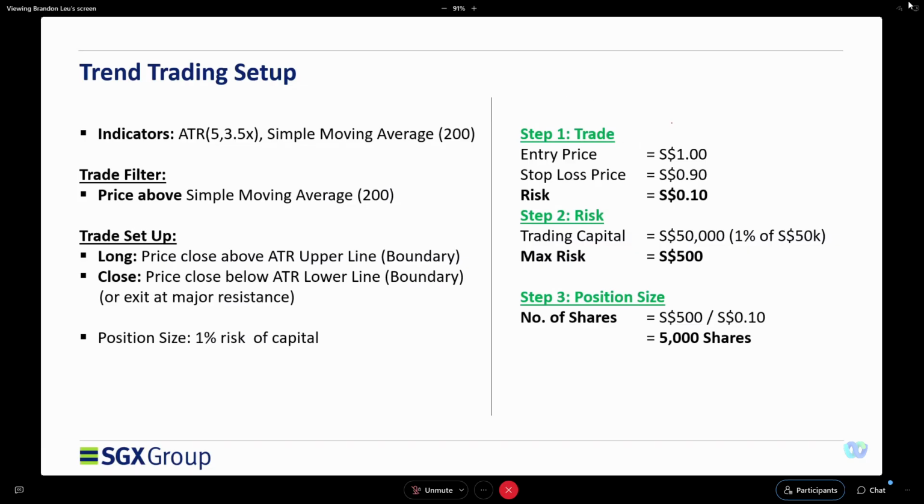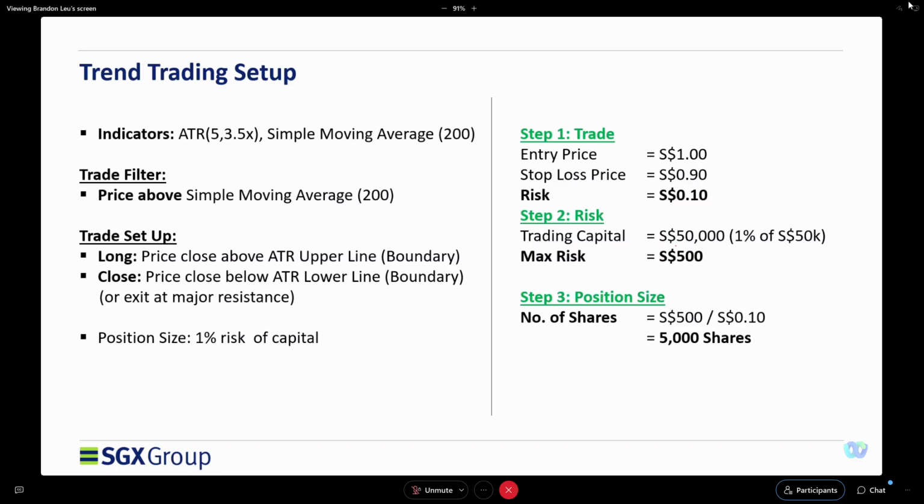I shared this on quite a few of my webinars. I just want to share it again. So this is your entry price at $1. For example, the price breaks above the gray ATR line at $1, you enter at $1. The stop loss, or the lower boundary line, is at 90 cents, which means that you now have 10 cents at risk.